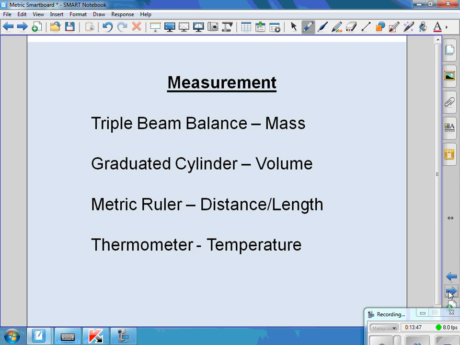Let's talk briefly about measurement. Next class, you are going to be using the triple beam balance, the graduated cylinder, metric rulers, both meter sticks and regular rulers, and thermometers to take measurements. You're going to practice reading the numbers off of these tools and hopefully understand what each is used for. We're going to start today with the triple beam balance.